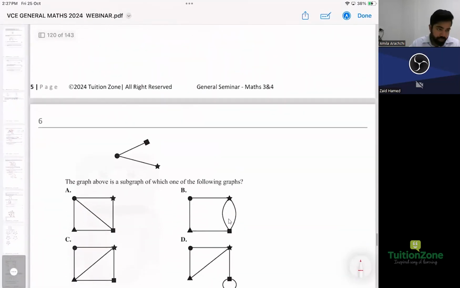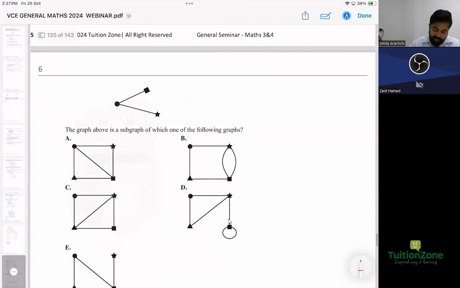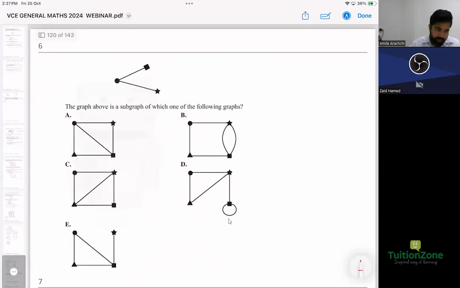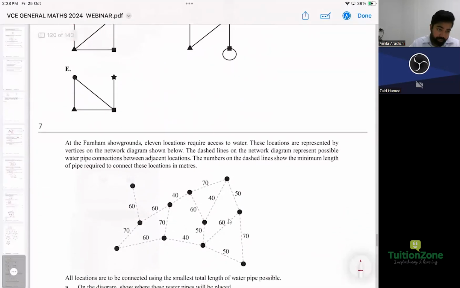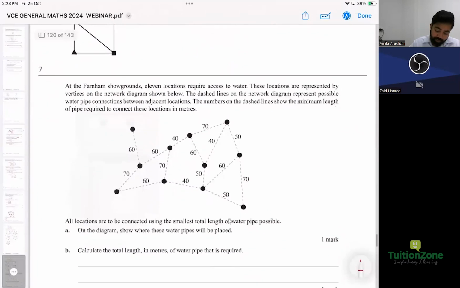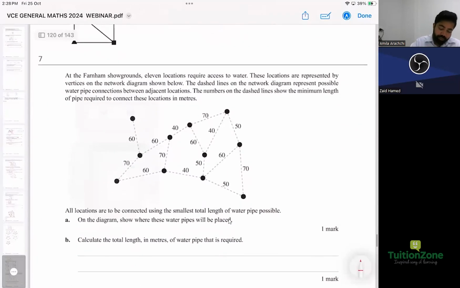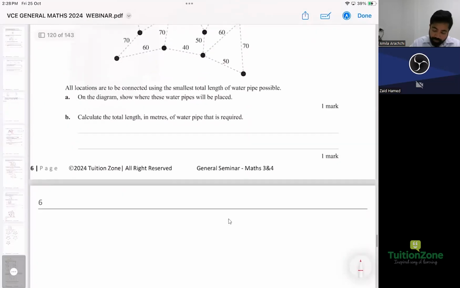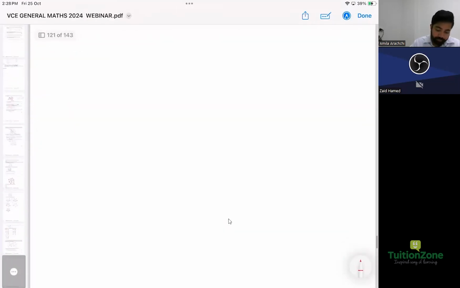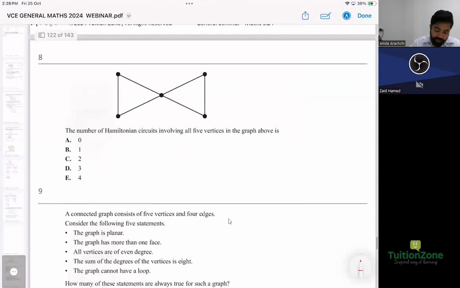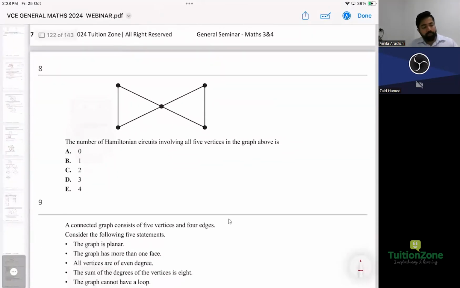And question number 6. We did this question recently. I think there was an error in that question. I think the answer is A. Yeah, check that out later. And number 7 is a minimum spanning tree. You can do that as homework. Just try number 8. Easy question, but I feel like going through it. Number 8.